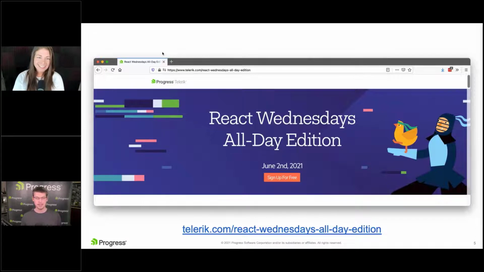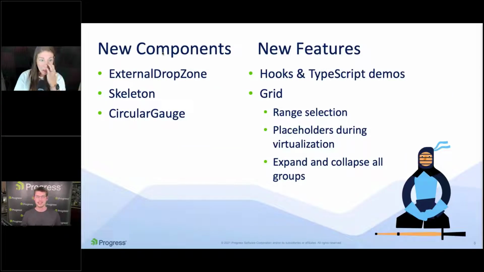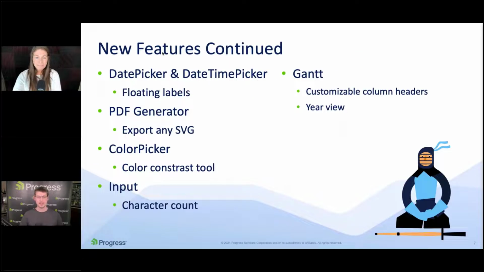All right, but today we're talking KendoReact and the new features. There are 3 new components that we shipped as part of this release: the external drop zone, the skeleton, and the CircularGauge. And we've got some new features as well. So some updates to our demos that I'm really excited about that I'll show you here in a second. Some updates to the grid, some of these other controls as well. I'd like to demo these in a live app so that you can see them in action and show these off in our demos.